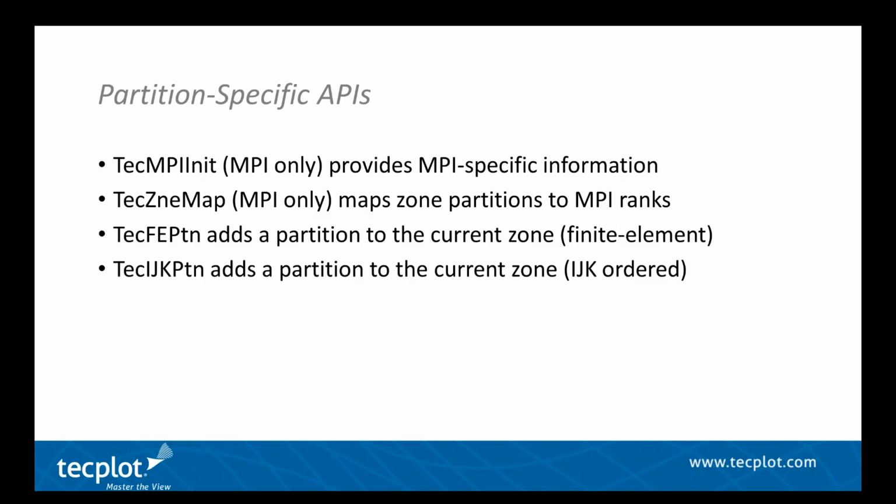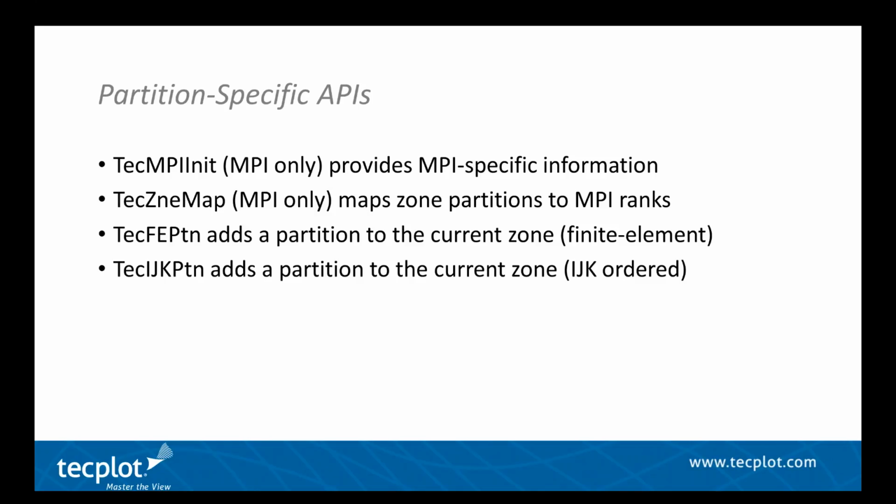The first two calls, however, are for TecIO MPI only, and the first one, Tec MPI init, and you'll note I've dropped the 142 suffix, but it's there in the library. This provides some MPI specific information, in particular the communicator and which of your MPI ranks is going to be coordinating all of the output. One of them has to be the drill sergeant and the others follow orders. The second one, TecZNE map, is called right after TecZNE, and it tells the TecIO library for each partition which MPI rank is going to be outputting that partition.